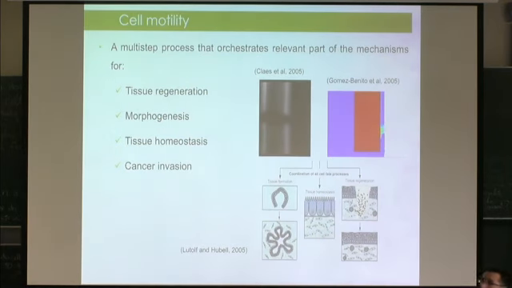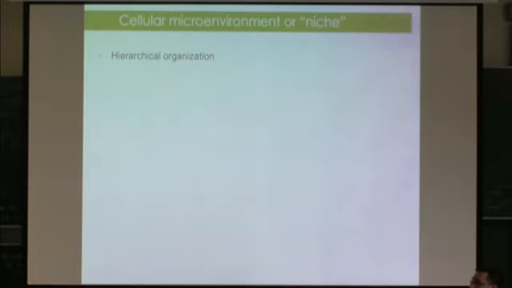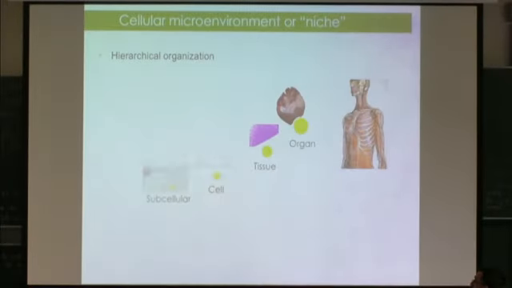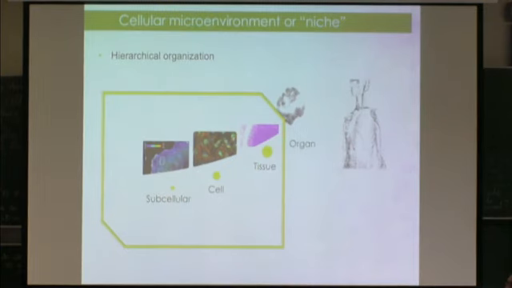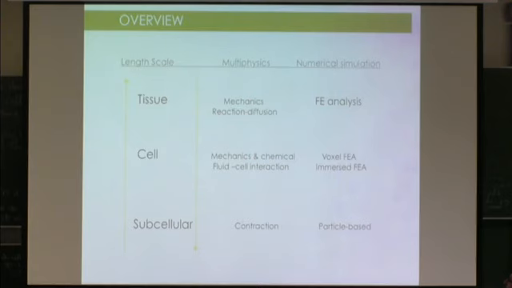So it's clear in this workshop that cell migration is a very relevant phenomenon for many processes. In this case, I think it's very important to take into account the niche of the cellular microenvironment in which the cells are going to be involved. So in my presentation, I'm going to mainly focus on these three scale levels.